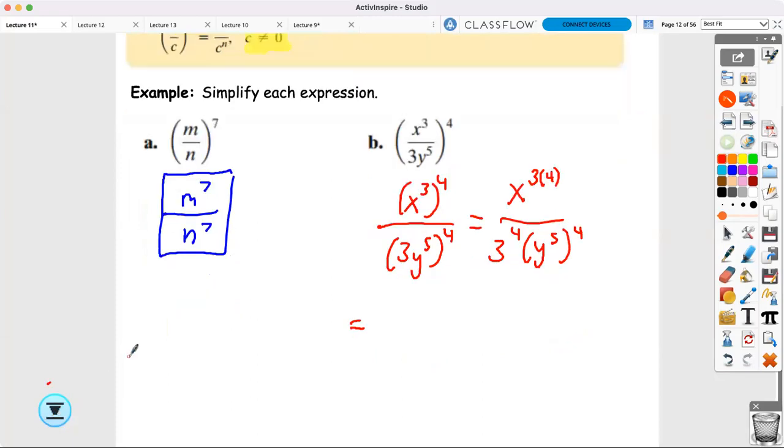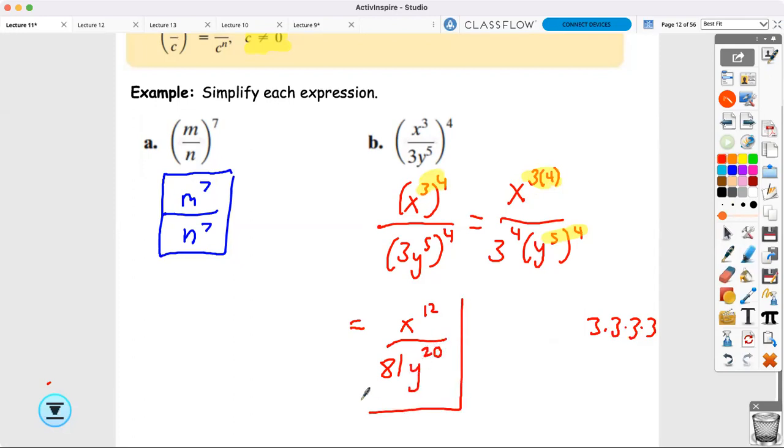Well, we know 3 times 4 on top is x to the 12. And we know 3 to the fourth is 3 times 3 times 3 times 3, which is just 81. And then here we have y to the fifth to the fourth power. We know we're gonna have to multiply these things that we did over here with the 3 and the 4. So 5 times 4 is 20. And just like that, we're done.